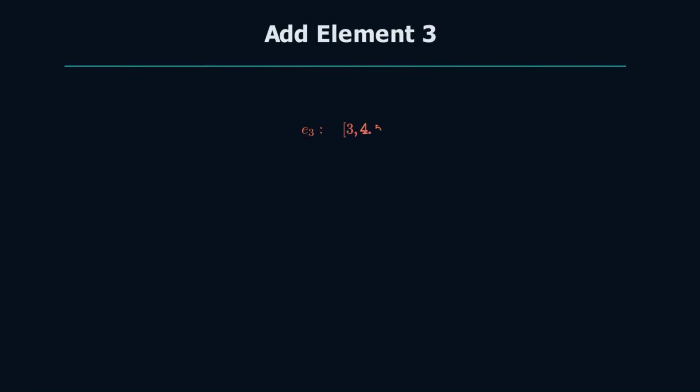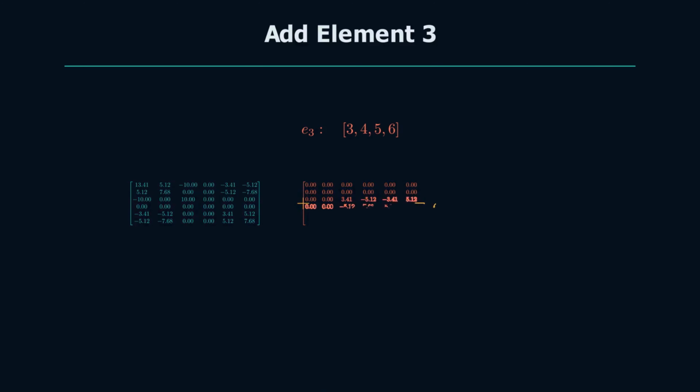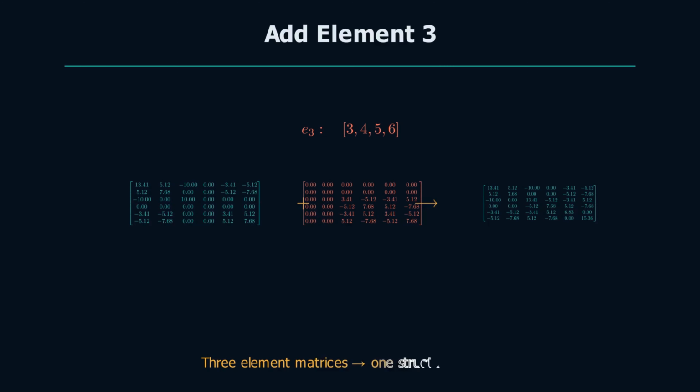Finally, add element 3. Its connectivity is 3, 4, 5, and 6. Again, its 4x4 matrix is scattered into the appropriate rows and columns of the 6x6 matrix. After this final addition, every member contribution has been included. We now have the complete structural stiffness matrix.